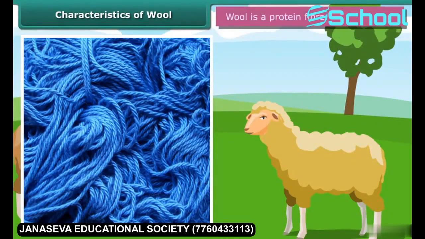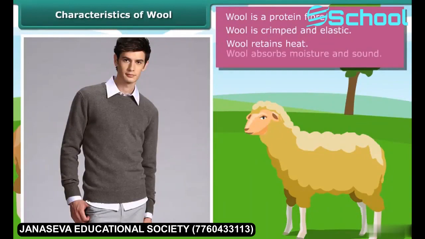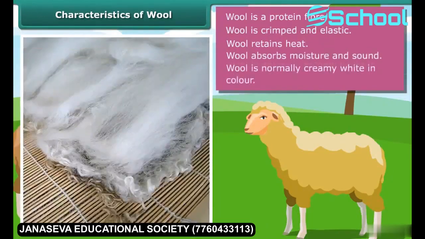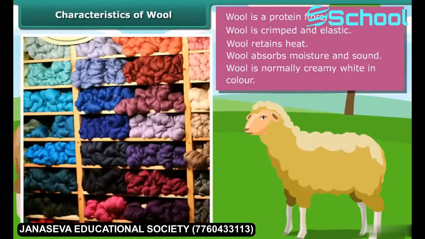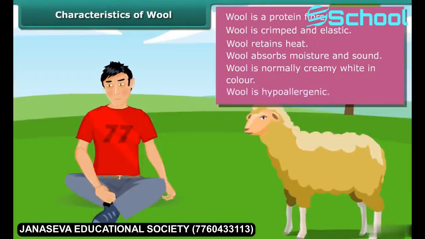Wool is a protein fiber. It is crimped and elastic. Crimp makes wool bulky and helps it retain heat. Wool absorbs moisture and sound because it is hollow. Wool is normally creamy white in color, but it can also be black, brown, or silver. Wool is hypoallergenic. In other words, it causes fewer allergies in human beings.